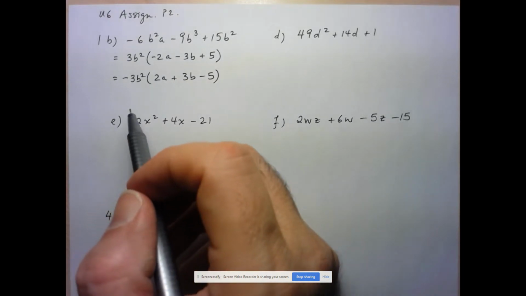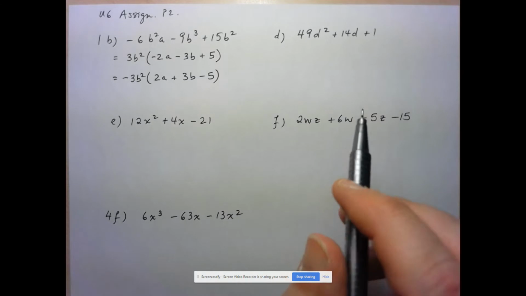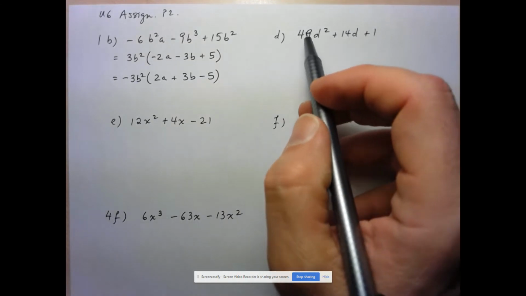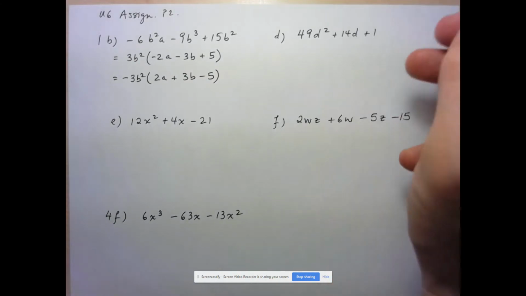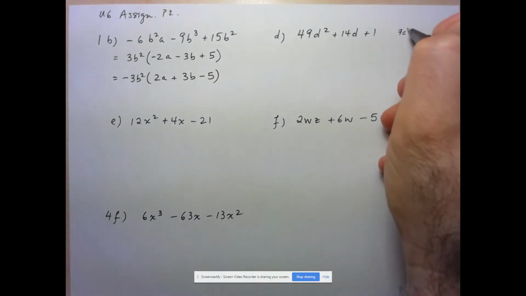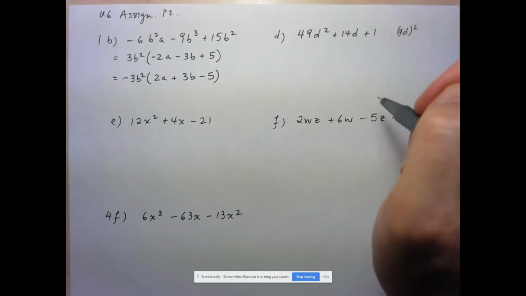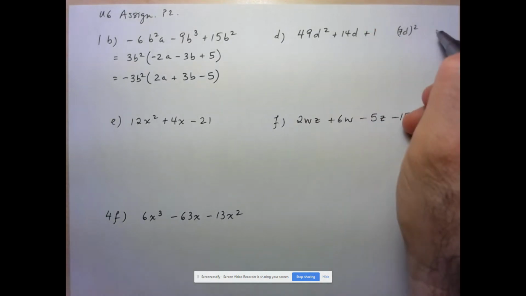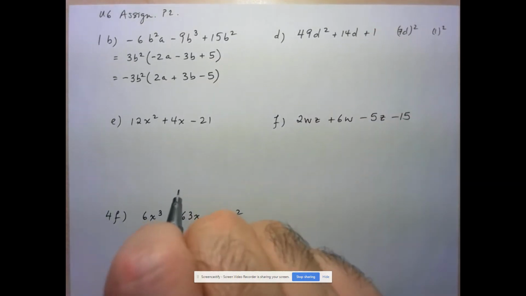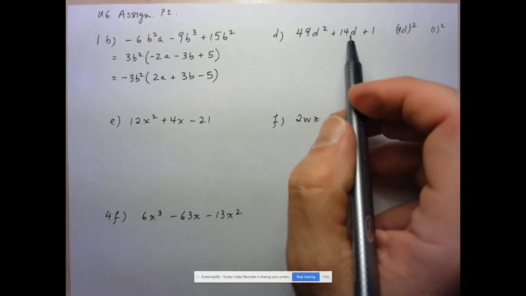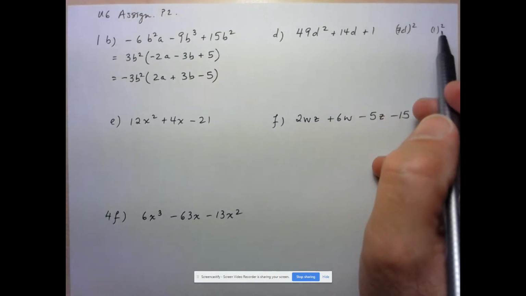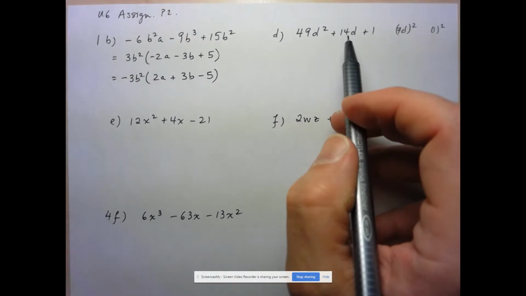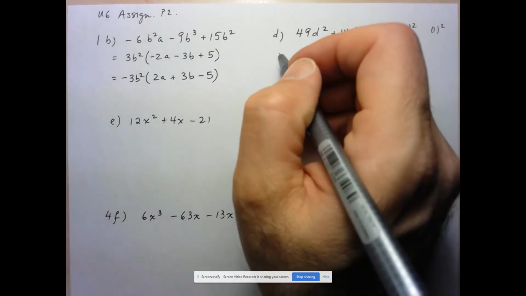All right, so let's move on to 1d. So this one here, I hope when you look at 49d squared, you realize that that looks like it's kind of special. 49d squared can be written as 7d all squared. In other words, it's a perfect square. And 1 is also a perfect square because it can be written as 1 squared. So if I can show that this middle term is twice the product of these two, and what is 2 times 7d times 1? That's indeed 14d. So this represents a perfect square.